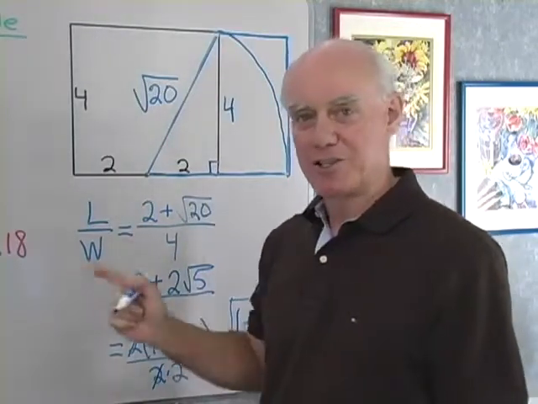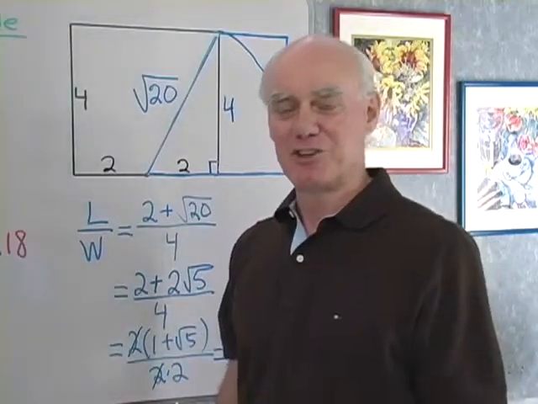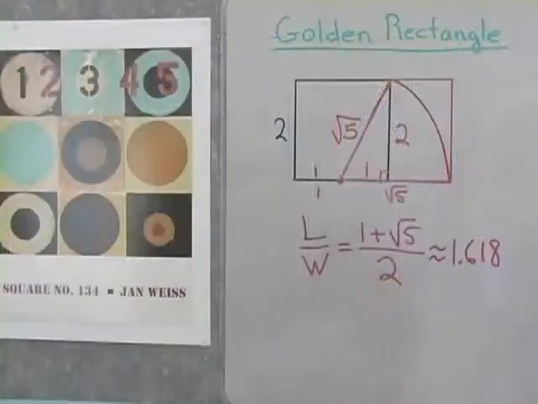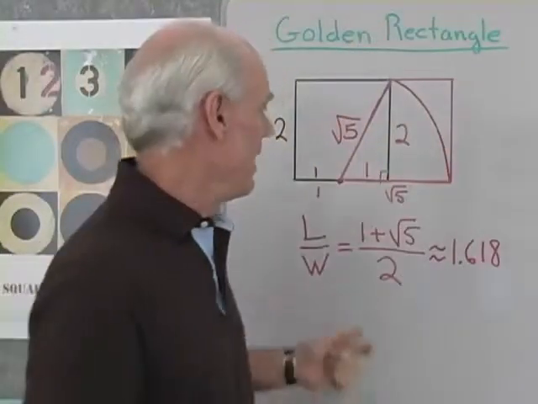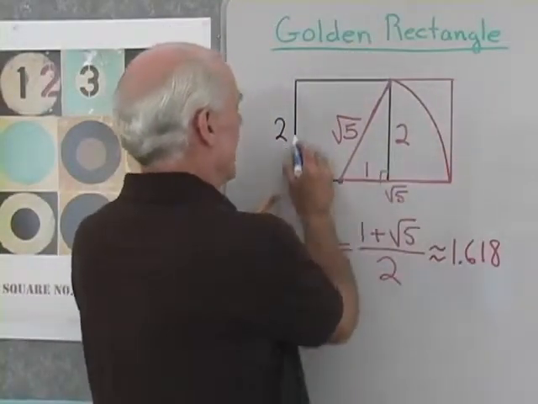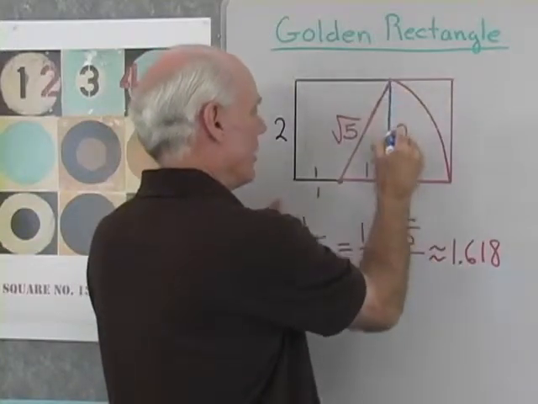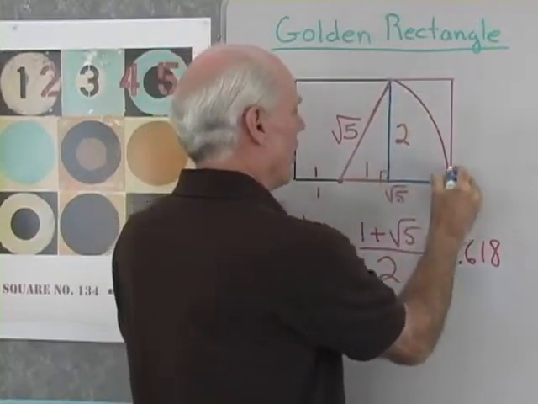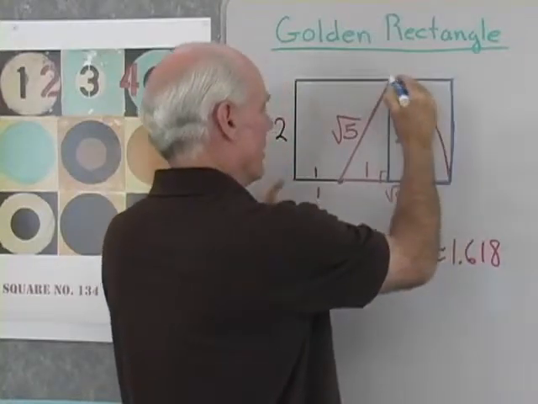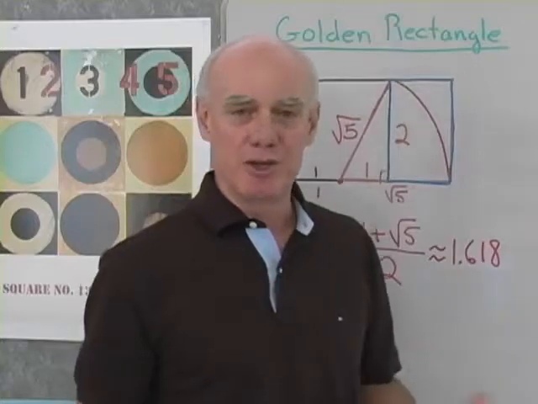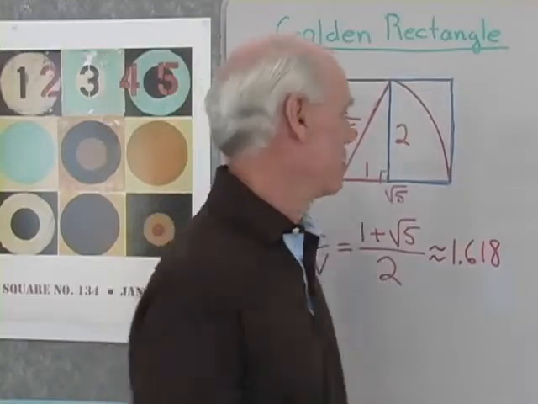Now I want to go back to the first golden rectangle that we worked with and look at it for a second. So one of the interesting things about the golden rectangle is that when I construct it like this, the little rectangle that I get over here also turns out to be a golden rectangle. So the big one's a golden rectangle, but so is this one right here, and we can show that by finding the ratio of length to width.